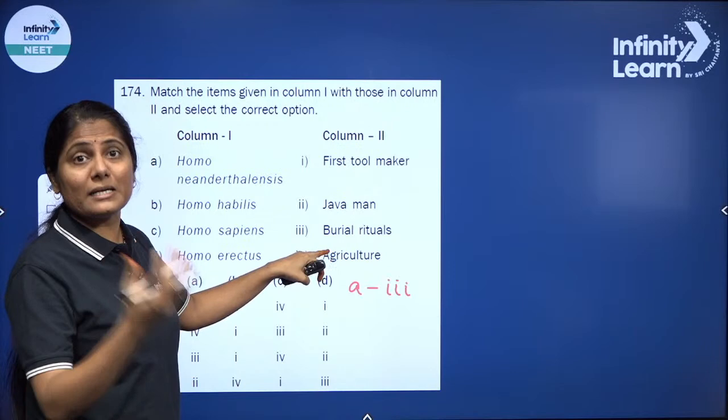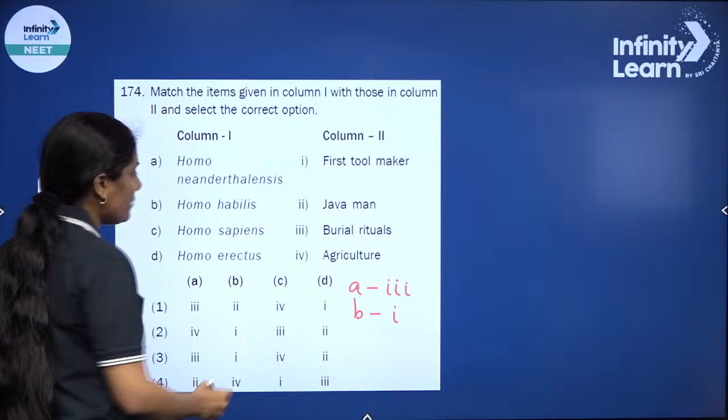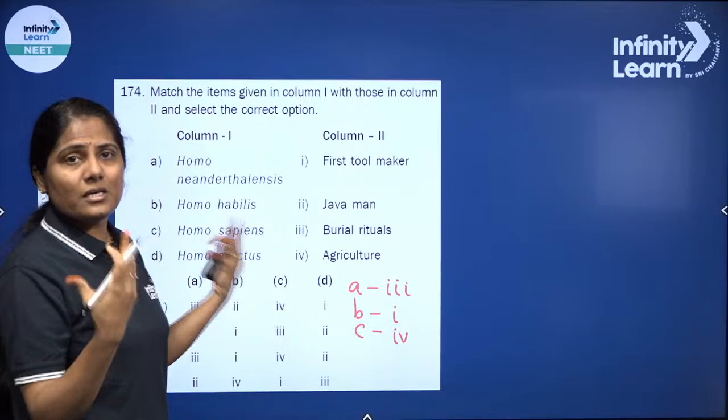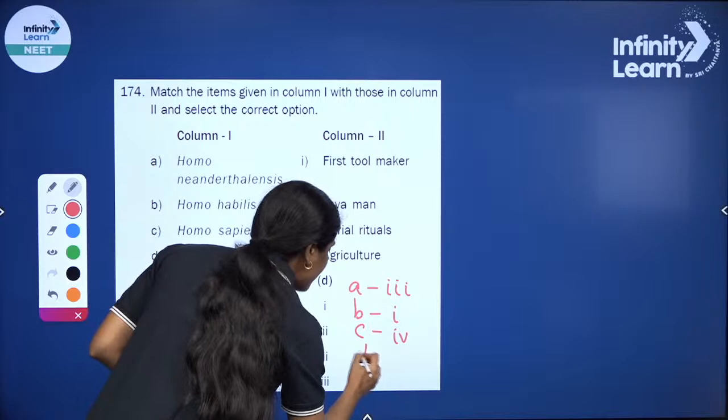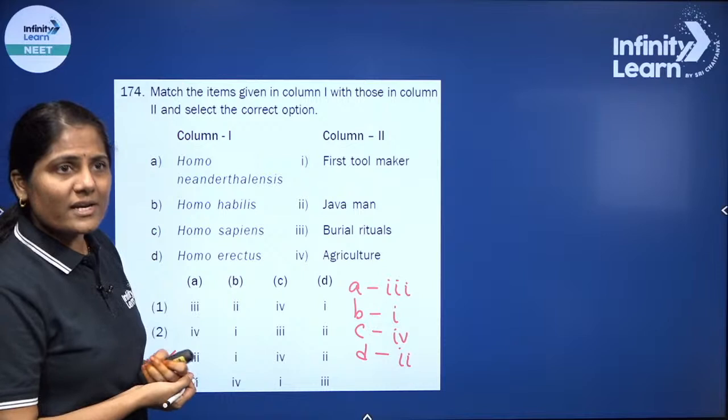Then Homo habilis is a tool maker. He was the handyman, that's why the name Homo habilis. Homo sapiens was the one who started agriculture, 10,000 years ago. Homo erectus is the Java man, which is 2. So our answer is 3, 1, 4, 2. That will be option 3. Again, Vaishnavi, you got it right, dear.